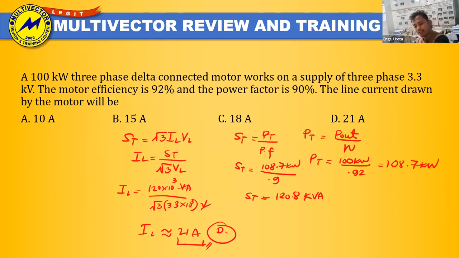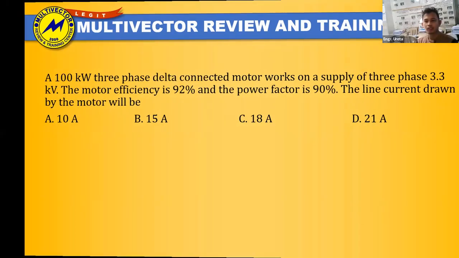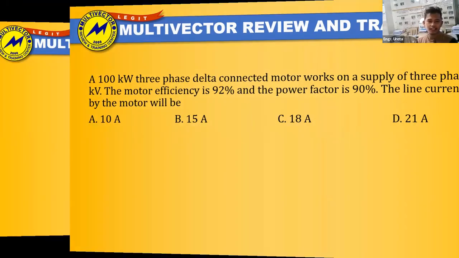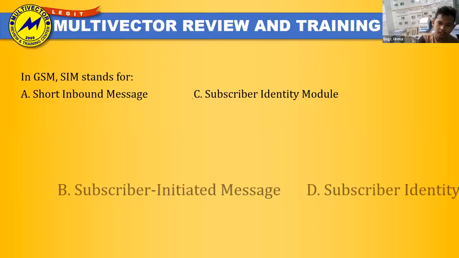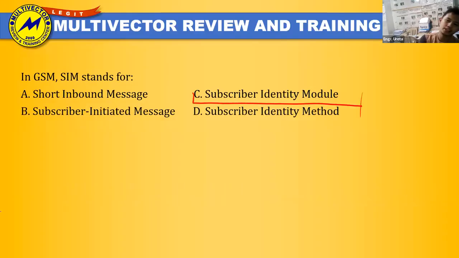Okay, so next problem is 99. Okay, problem number 99, in GSM, SIM stands for subscriber identity module. Okay, so next problem is 100.